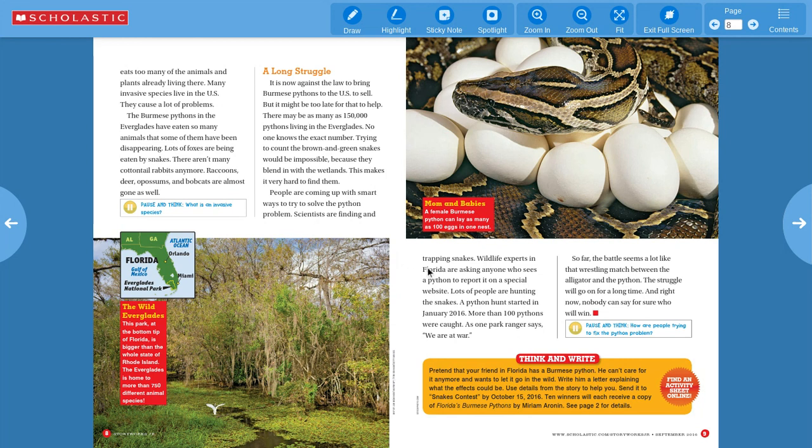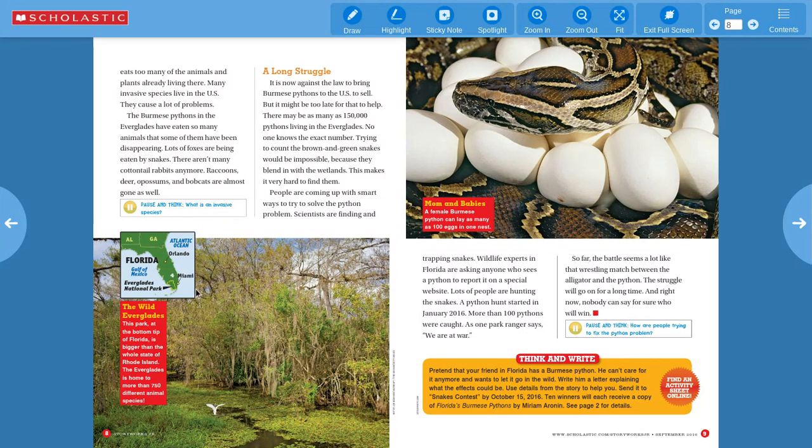Scientists are finding and trapping snakes. Wildlife experts in Florida are asking anyone who sees a python to report it on a special website. Lots of people are hunting the snakes. A python hunt started in January 2016. More than 100 pythons were caught. As one park ranger says, "We are at war." So far, the battle seems a lot like the wrestling match between the alligator and the python. The struggle will go on for a long time. And right now, nobody can say for sure who will win.